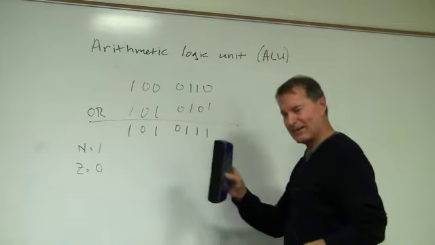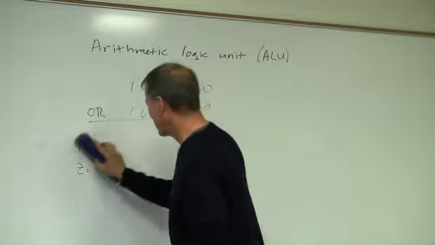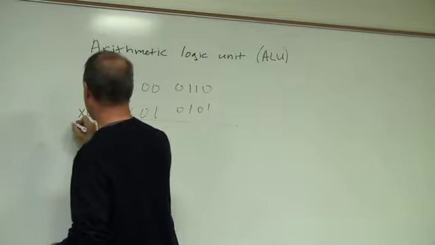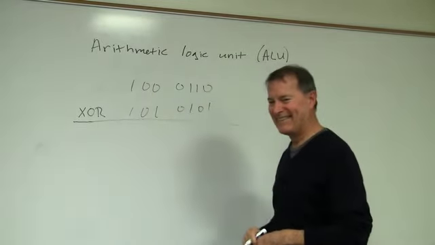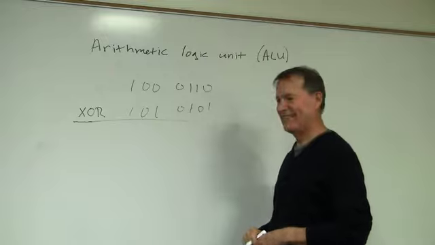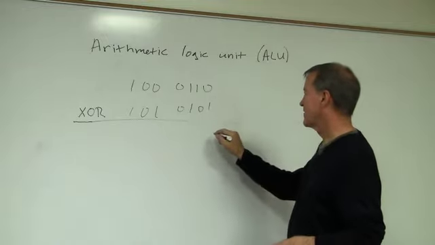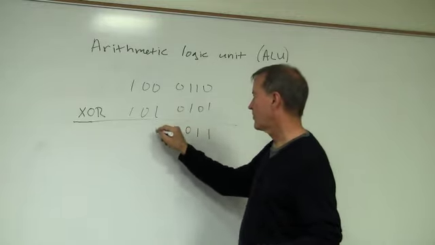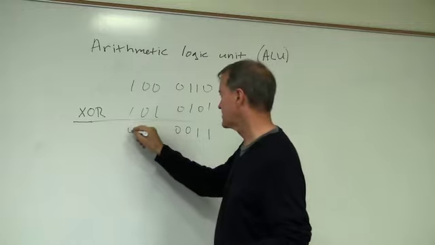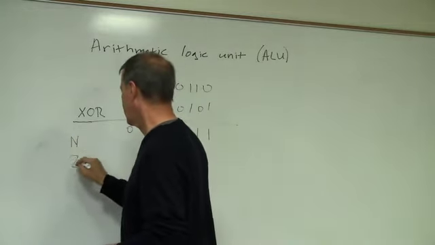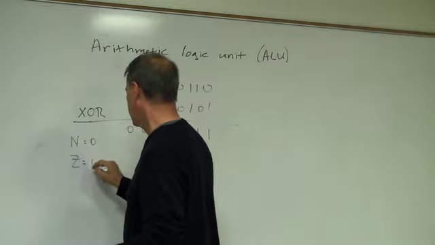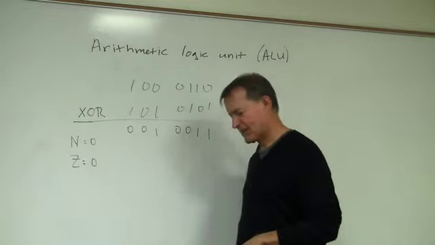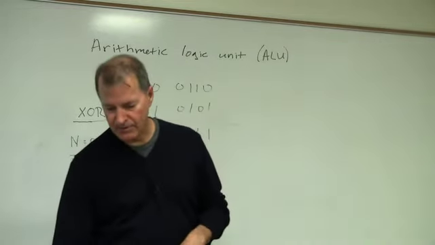And again, I'll use my trusty eraser, but unfortunately you have to write it all over again. I can even put an X here and reuse my OR. So now what is this? This is 1, 1, 0, 0, 1, 0, 0. Is that right? N is 0, Z equals 0. Yep. Does everybody see how that works? Okay, good deal.